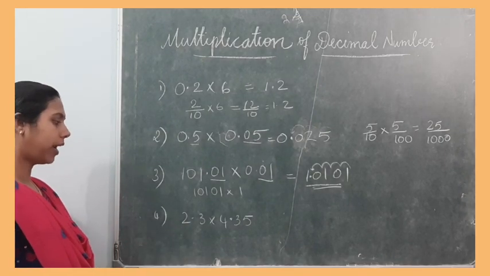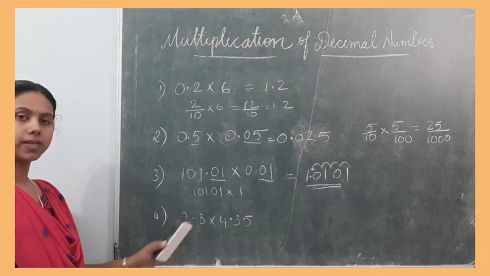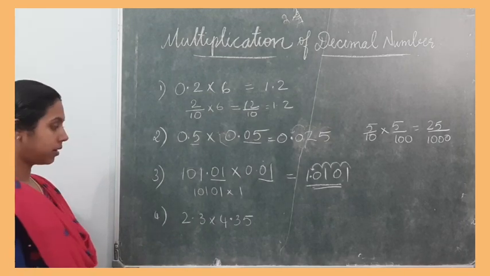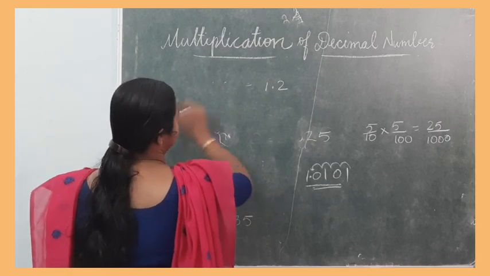Next one is 2.3 into 4.35. So multiply them as a whole number and put the number of decimal places. So you just multiply them as a whole number.